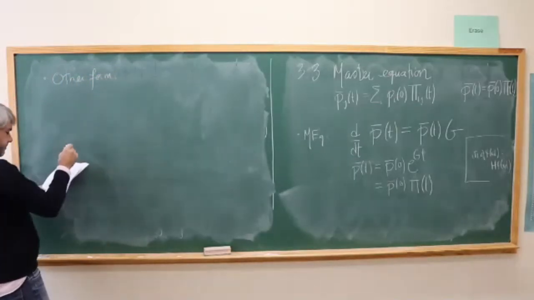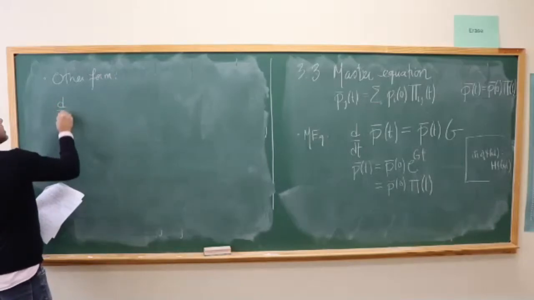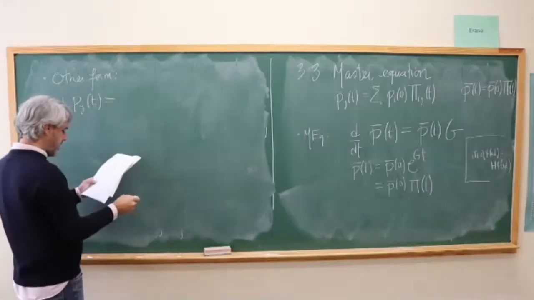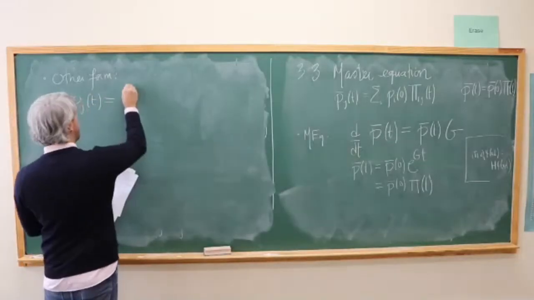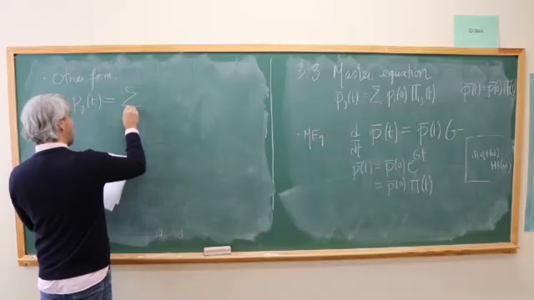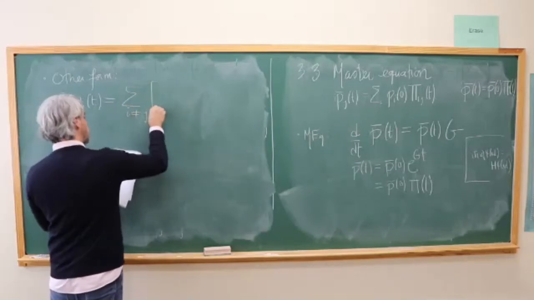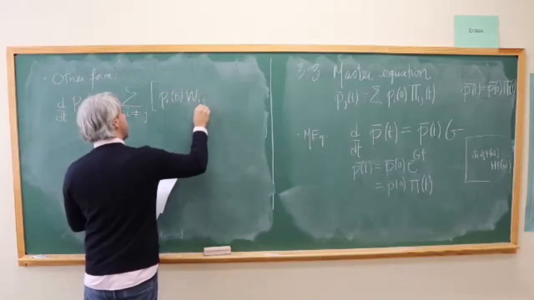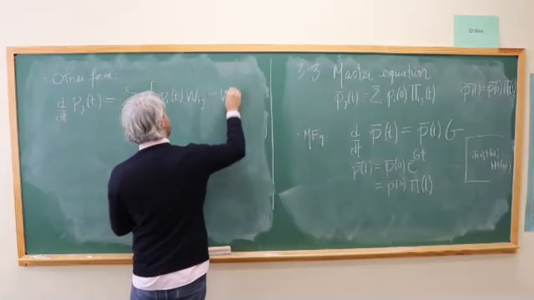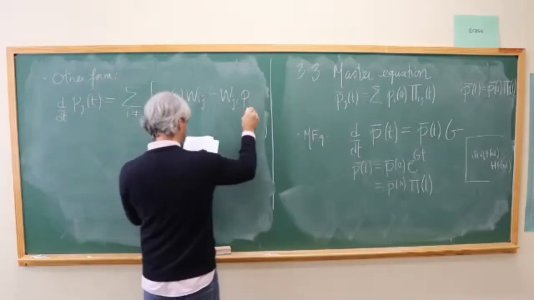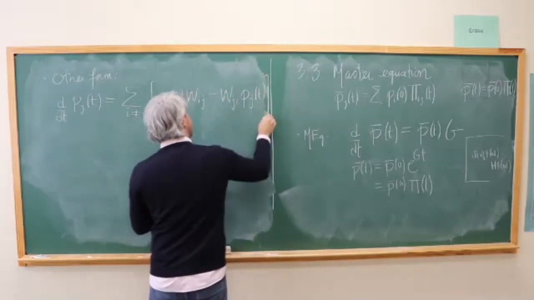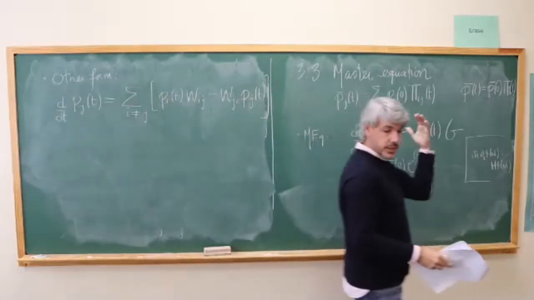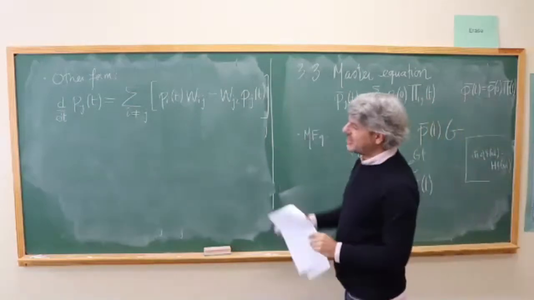The other form is d/dt of the probability to reach the state j. This is given by two terms. It's given by the sum over i different from j, and there are two terms. There's the P_i times the rate from i to j, and then you have minus the rate from j to i times P_j. And this is actually equivalent to the other one. It's just if you use the definition of the generator and then the definition of the transition rate, you can get to that form.